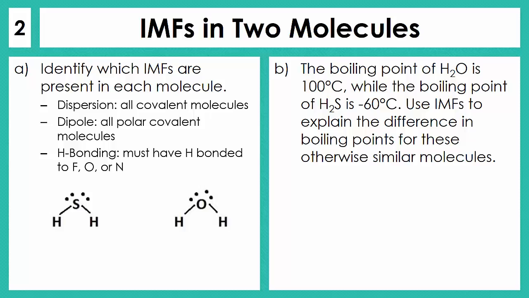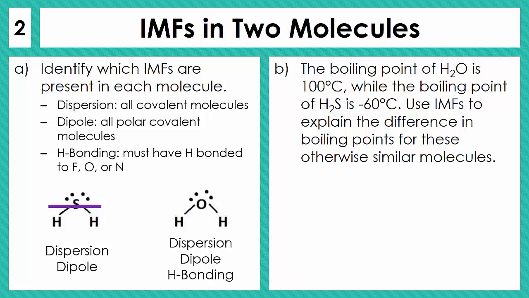If we look at H2S, it's going to have dispersion because it is covalent. We've got sulfur and hydrogen. And it's also going to be dipole-dipole. If I were to draw a line through the middle of the molecule, we see that the two halves are not symmetric. Because it's asymmetric, it's going to have a permanent dipole.